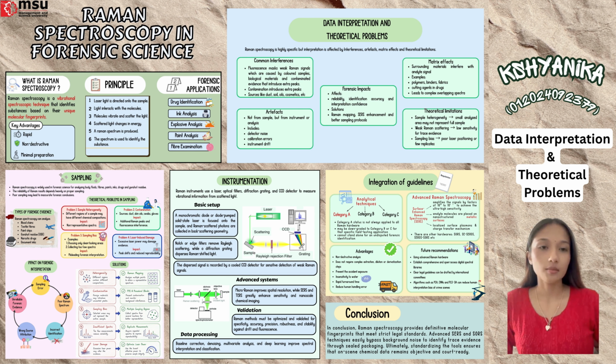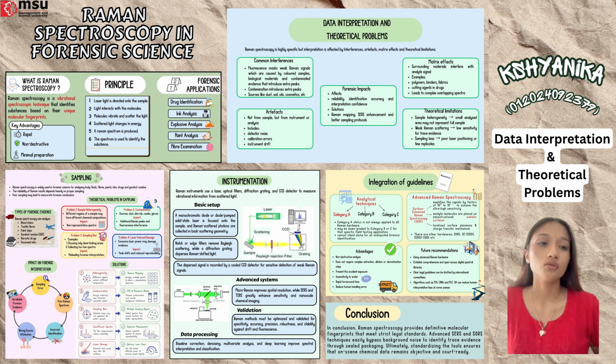My name is Kesha, and I'll be presenting about data interpretation and theoretical limitations in forensic Raman spectroscopy. Raman spectroscopy is widely used in forensic science because it provides highly specific molecular information. But the interpretation of Raman spectra is not always straightforward, as it can be influenced by several factors such as interferences, artifacts, matrix effects, and also theoretical limitations, and all of this can affect reliability in forensic applications.